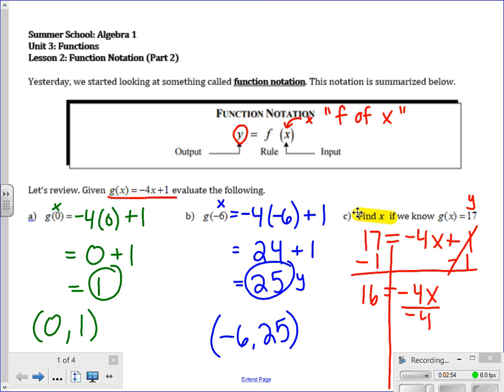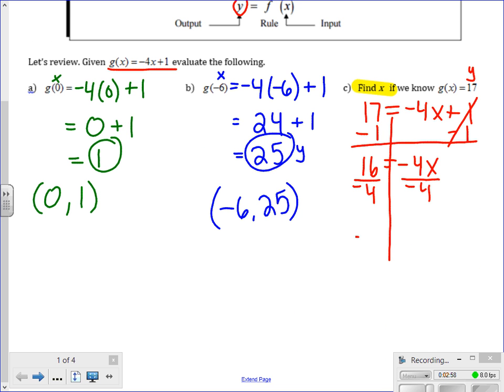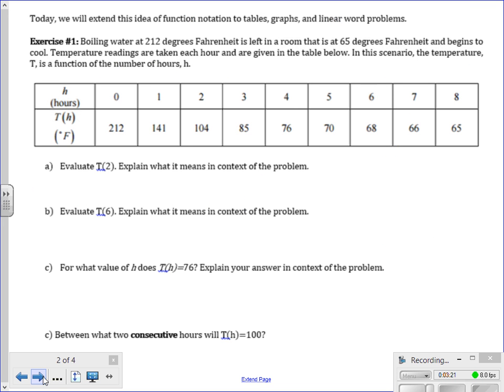And I'm going to divide by negative 4. 16 divided by negative 4 equals negative 4. That's the x value that I was looking for. So if I was going to write this as an ordered pair solution, I would have negative 4 as my x value and 17 as the y value that matches. All right, hopefully you're feeling more confident with function notation when we give you an equation. All right, today we will extend this idea of function notation to tables, graphs, and linear word problems.